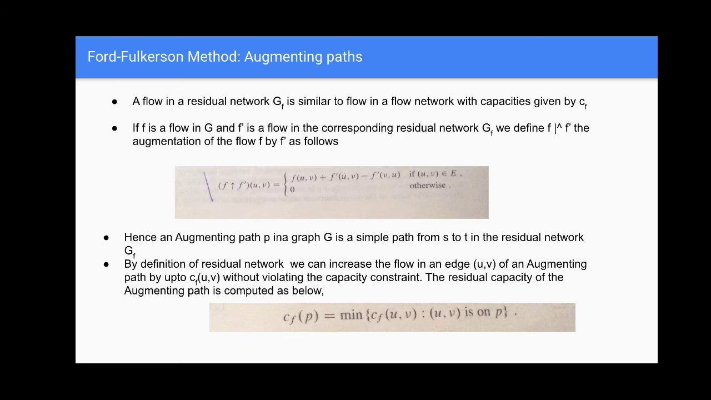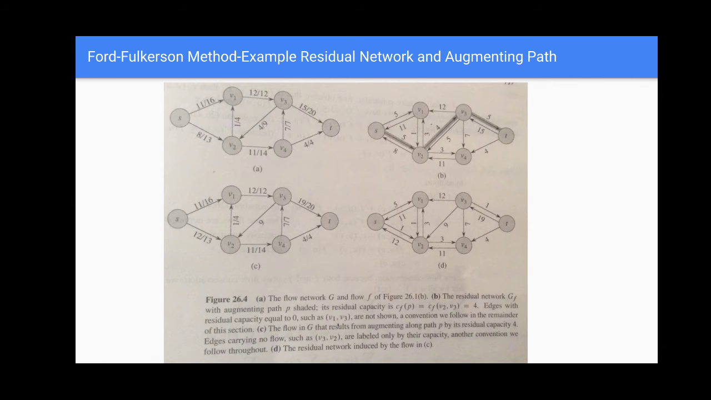That is, let us assume there are 4 edges in an augmenting path P from S to T, and each of those 4 edges has a different capacity. Now the capacity of the whole path will be equal to the minimum of the capacities of these 4 edges, and that is depicted by this mathematical equation. We will now take an example and try to understand the residual network and an augmenting path.